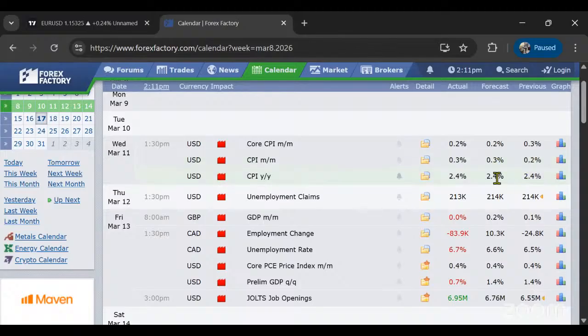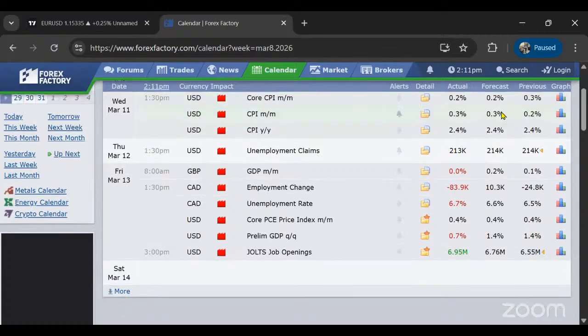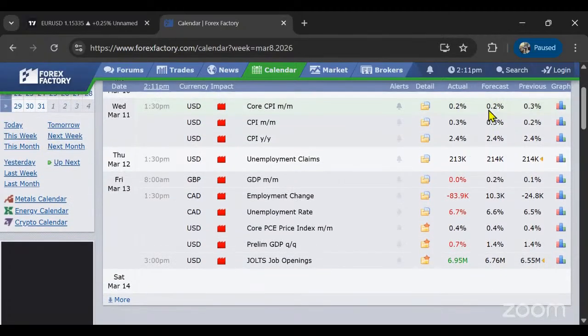Okay. And the forecast, that is the people that are in charge of dropping this news, the financial analysts who are in charge of things that happen in the world. So what they did is that they forecasted, as you can see on top here, that the news is going to come out 0.2, here 0.3%, here 2.4%. Okay, that is what they forecasted, right?